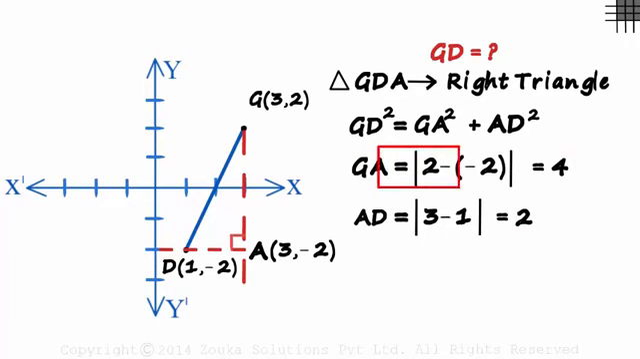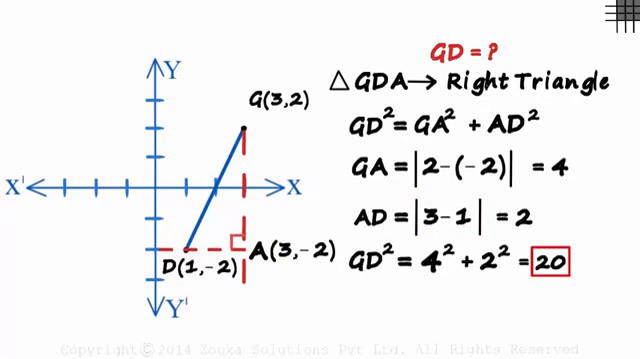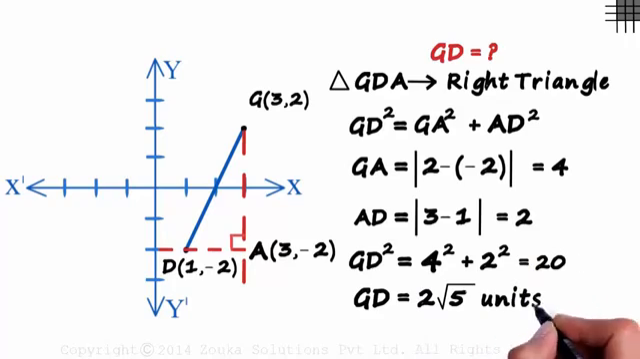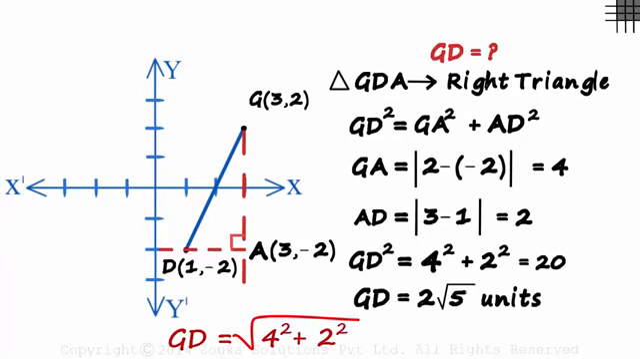GA is the absolute value of the difference in the y-coordinates of G and A, and AD is the absolute value of the difference in the x-coordinates of A and D. Solving this, we get GD squared as 20. Taking the square root on both sides, GD will be 2 root 5 units. This is interesting. Try and understand what we did. GD is the root of 4 squared plus 2 squared.